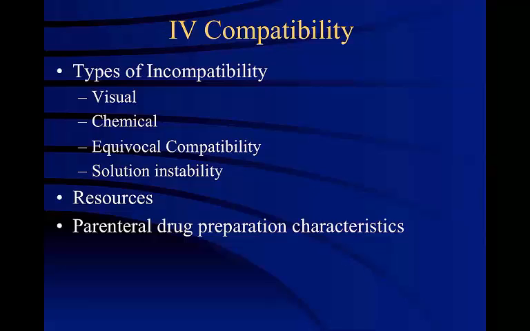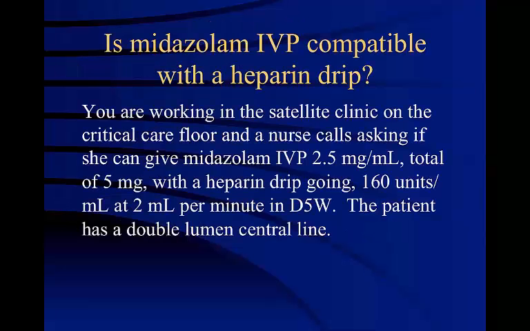Types of IV incompatibility. When two drugs are given together in the same line, incompatibility can be visual, can be chemical, it can be compatible, or you can have a solution instability, in which you get a precipitate. You also need to know the resources and parenteral drug preparation characteristics.